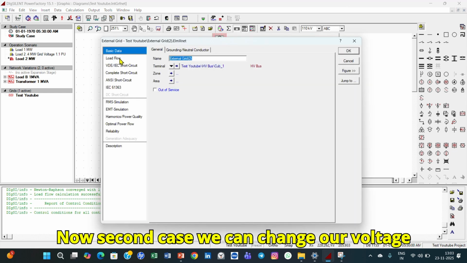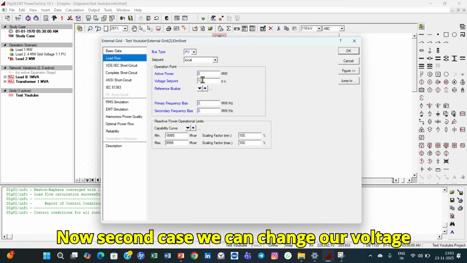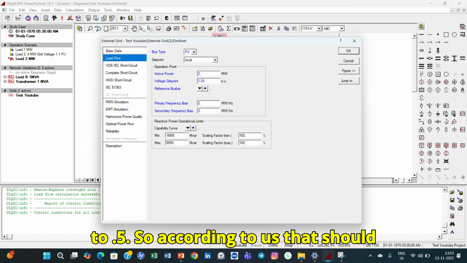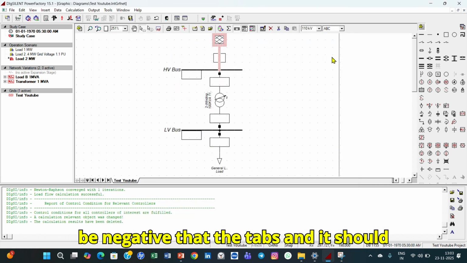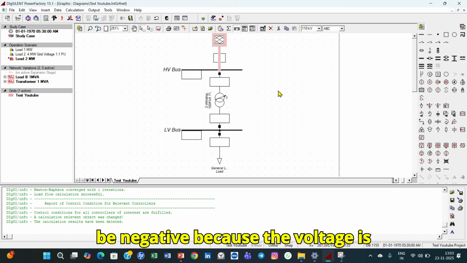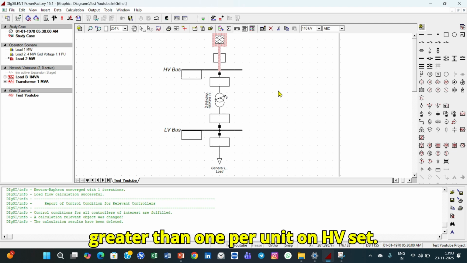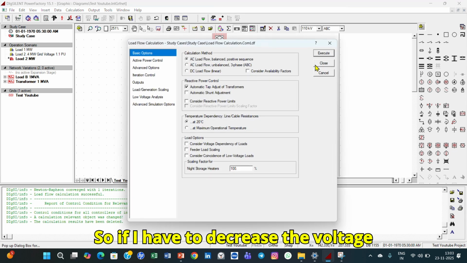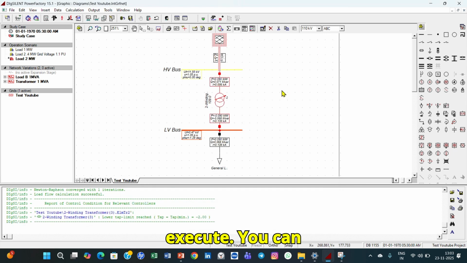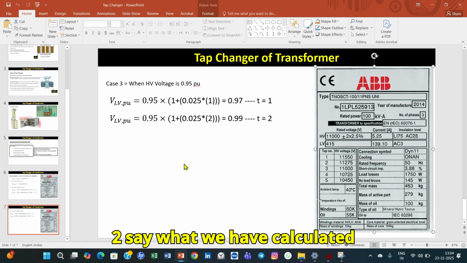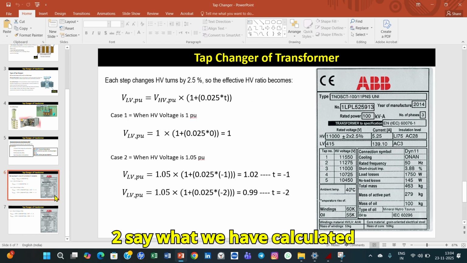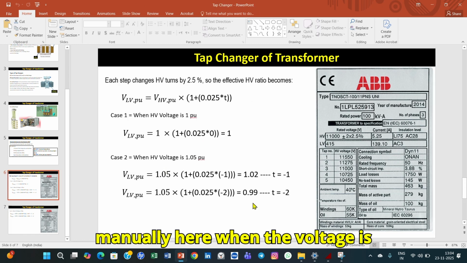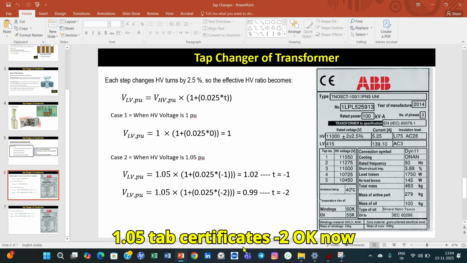Now the second case, we can change our voltage to 1.05. According to us, the tap setting should be negative, because the voltage is greater than 1 per unit on the HV side, so I have to decrease the voltage. Execute. You can see the tap setting is -2, same as what we have calculated manually. Here when the voltage is 1.05, the tap setting is -2.